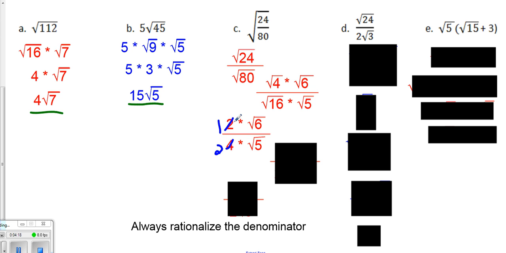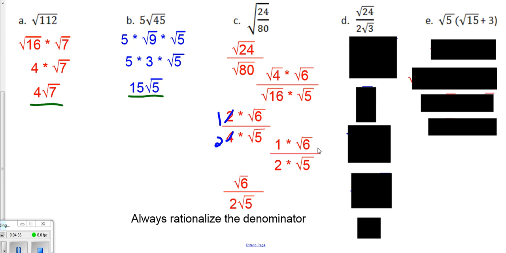We can divide the 2 divided by 4 right away and simplify that to 1 over 2. So now that we simplified it, 1 over 2, it's going to look something like this: 1 times the square root of 6 over 2 times the square root of 5, which we can just simplify as the square root of 6 over 2 square roots of 5.